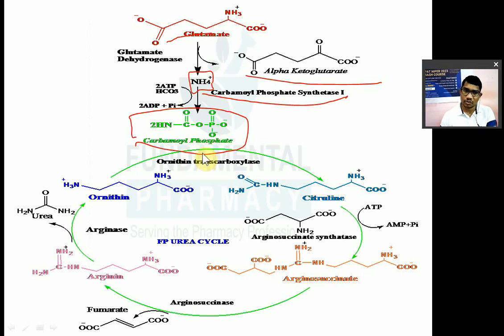Now this carbamyl phosphate enters into the urea cycle. Ornithine amino acid is there, a non-essential amino acid. This ornithine will combine with this carbamyl phosphate to form citrulline by the ornithine transcarboxylase enzyme. So from here, the phosphate and ammonia all became citrulline.